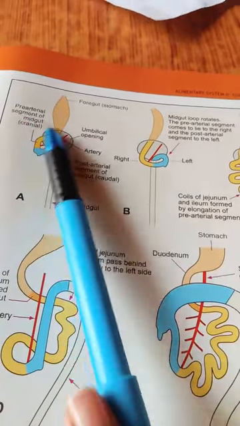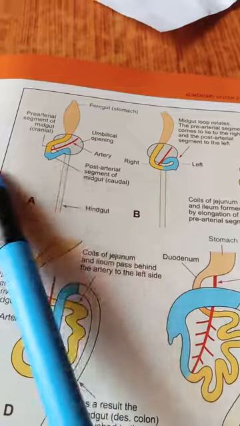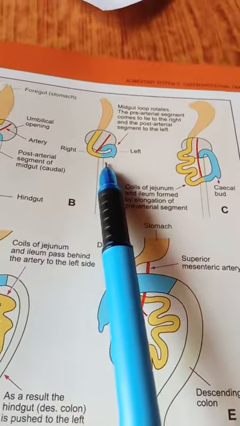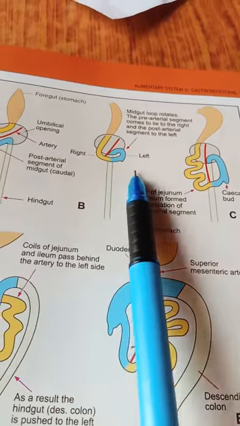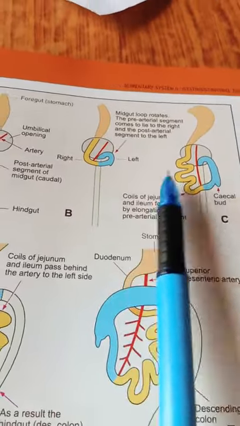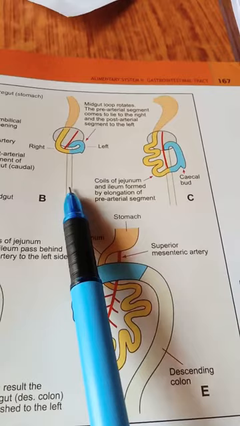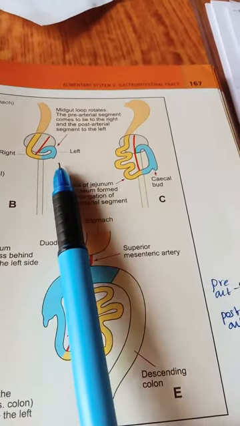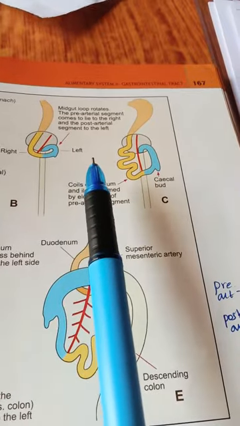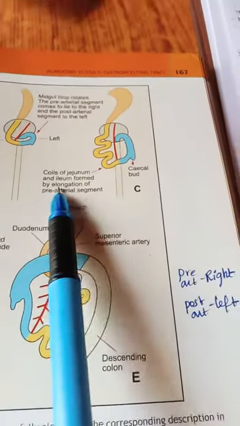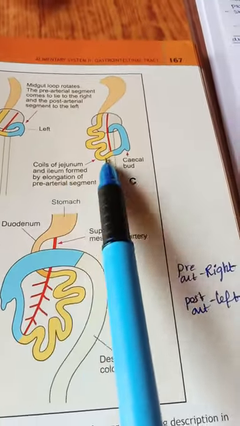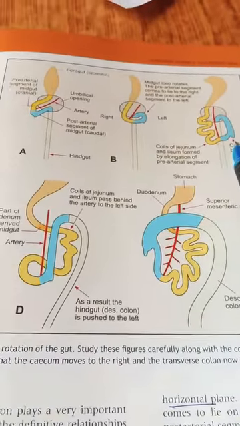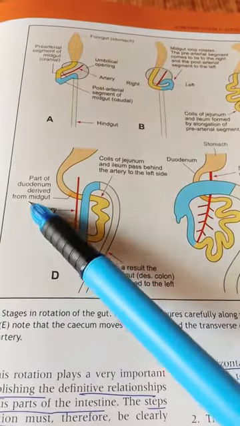As we said before, remember pre-arterial is yellow color and post-arterial is blue color. So now they are coming into the right and left side, and the pre-arterial is increasing in length to form the coils of jejunum and ileum, and still it is outside the abdominal cavity, to the right side of the distal limb. And now you can see the coils of jejunum and ileum are formed by the extension of the pre-arterial segment, and this is still the cecal bud, and still the left side is the post-arterial segment.